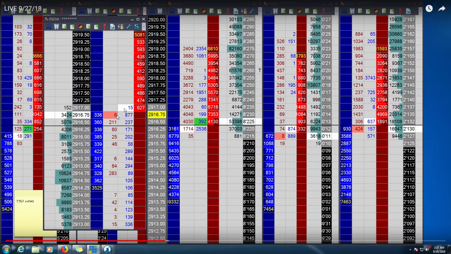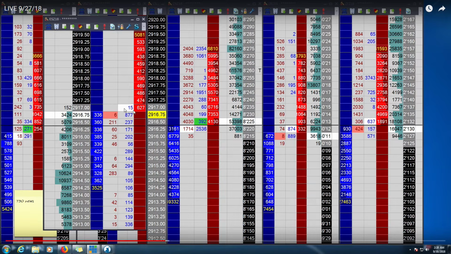So this 6 right here means 6 contracts have bought at this price. So if another 6 contracts come in, this would go to 12, and this 336 would go to 330. Again, if another 6 contracts come in, this number will go to 12, okay? Just because there's limit orders doesn't move the market. Market orders move the market. So these orders in the center are market orders.